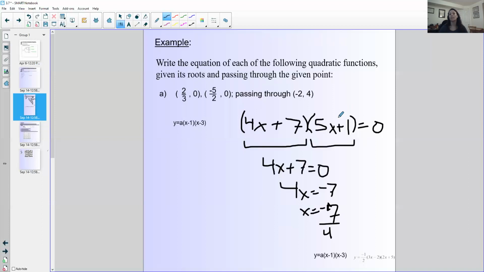And if you wanted to solve for the second root over here, you would do the same thing. You would also get a fractional answer there. And it's because there's a number in front of the x.